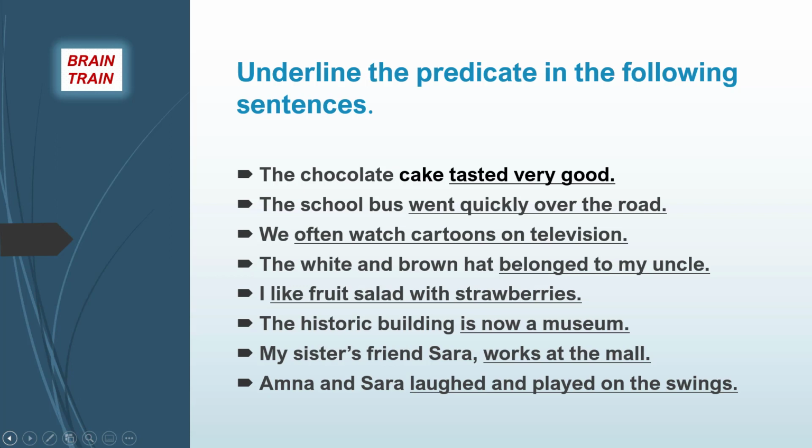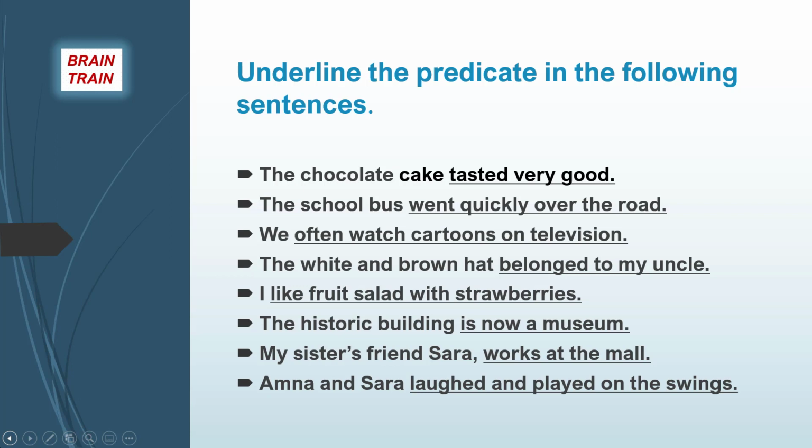The white and brown hat. So white and brown, it's about hat. ये hat के बारे में बात हो रही है. That's why it's the subject. Belonged to my uncle. That's the predicate. I, here next one, I only subject hai. The whole like fruit salad with strawberries, that's the predicate. Then the historic building, subject hai. The other part, underlying part is the predicate.